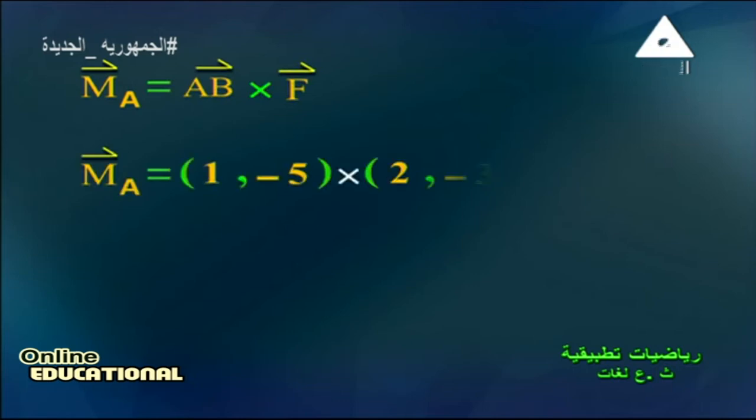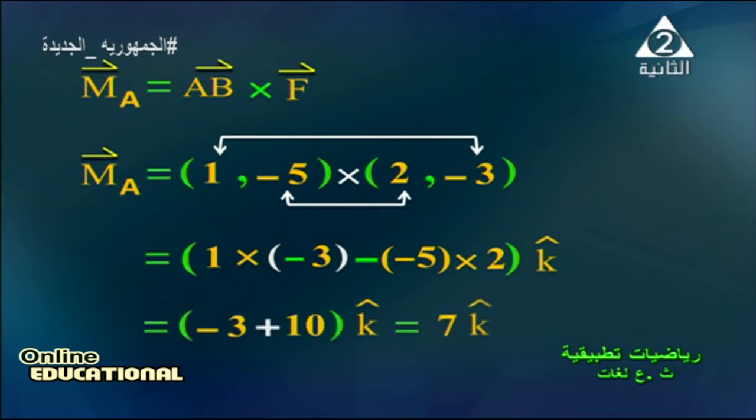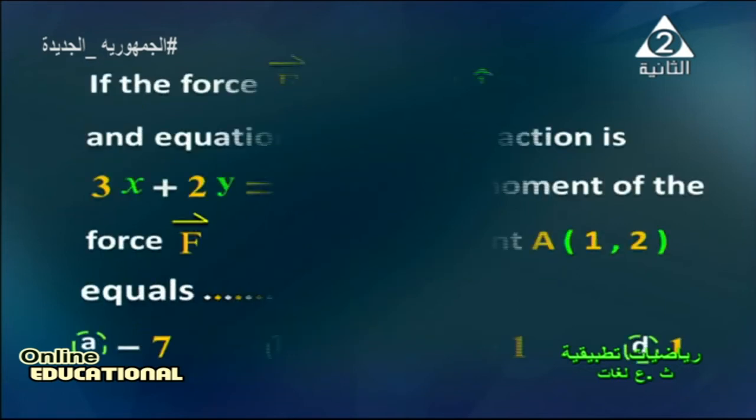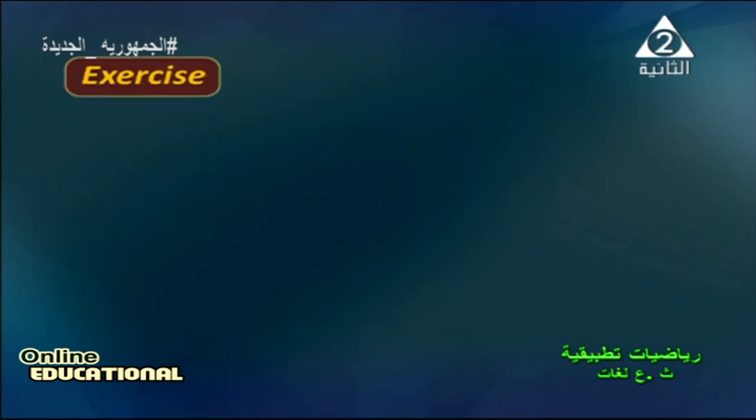Now, the moment vector M about A equals vector AB cross vector F. Vector AB (1, negative 5) cross (2, negative 3). Now, 1 multiplied by negative 3 minus negative 5 multiplied by 2, in the direction of k. 1 multiplied by negative 3 plus 10, in the direction of k, equals 7k. Then the moment of the force F about the point A equals 7k, and you can choose letter B.